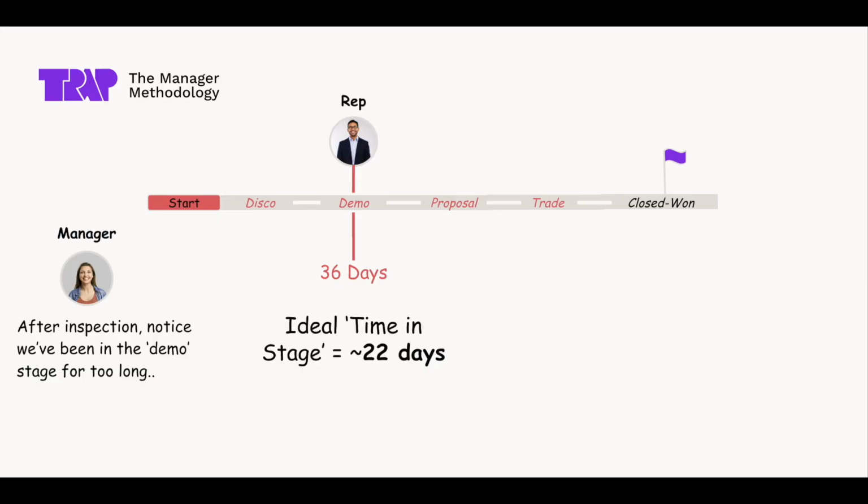I'm a manager. I'm inspecting a deal. I got a rep who's at a demo stage, and I'm looking at how long my rep, not the total time of the deal, but just the time that the rep has been in the demo stage. And I noticed they've been in stage for 36 days, and our average time in stage is 22 days. What does that tell you? That tells you something is going on.